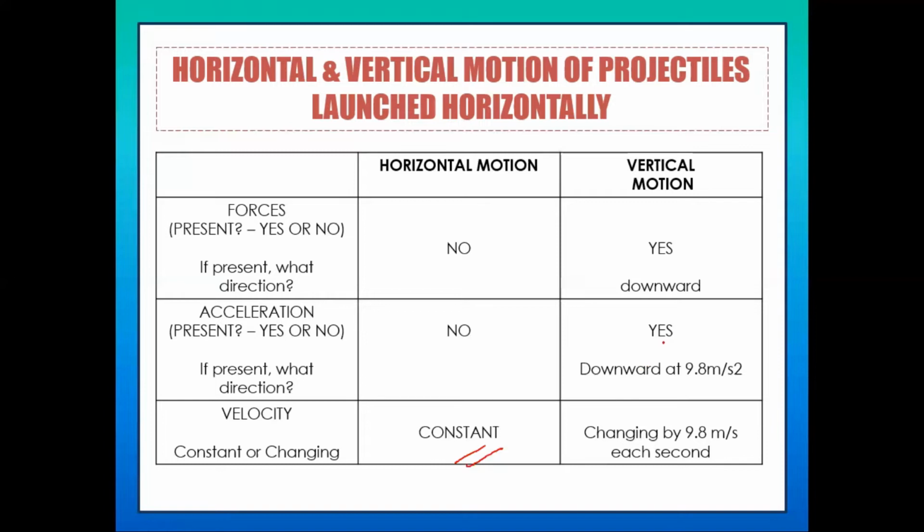Okay, so yes, the direction is downward and the gravity is 9.8 meters per second squared. Downward ang kanyang direction. And the velocity of it changes by 9.8 meters per second squared, 9.8 meters per second each second. Okay, so that's how it changes per time, in terms of its velocity.